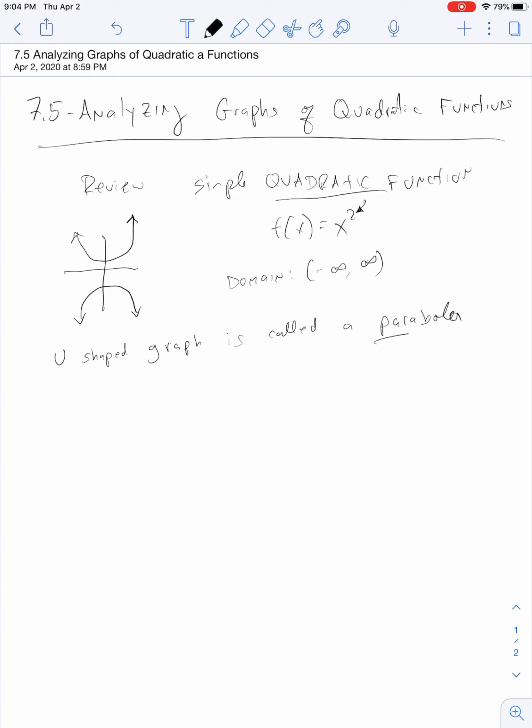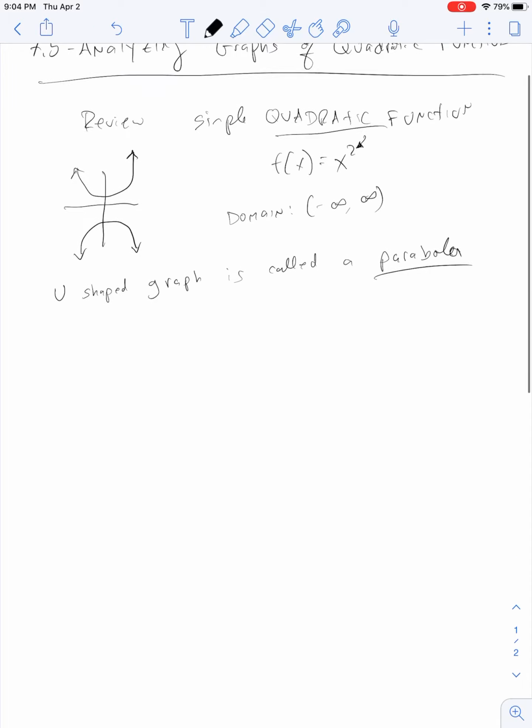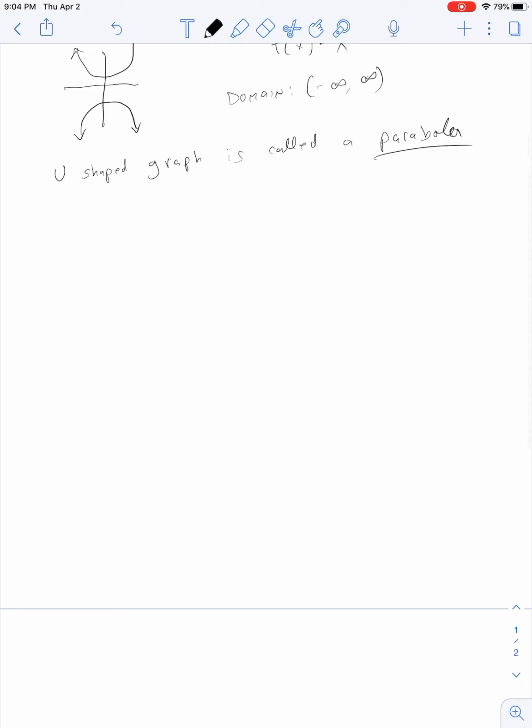Right, so this is some material that we learned in the past. What we're going to do is we're going to really analyze this, get a little deeper in depth with our quadratic functions. So let's talk about some more things when it comes to a quadratic function. Let's take a look at maybe something like this, this quadratic function.